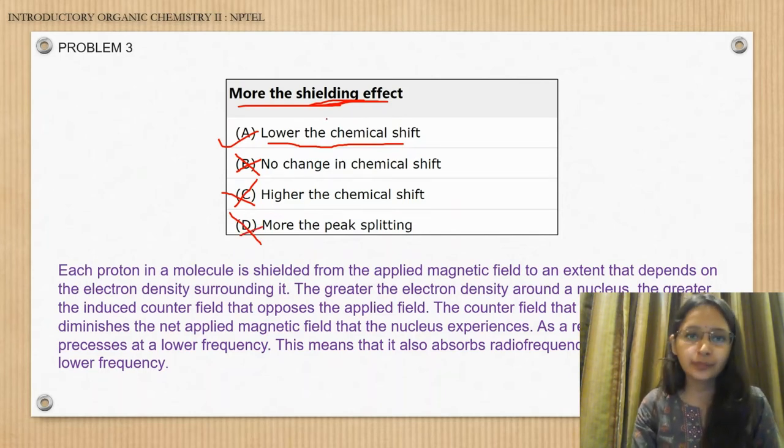Okay. So I hope this solution is clear to all of you. So I am proceeding with problem 4 now.